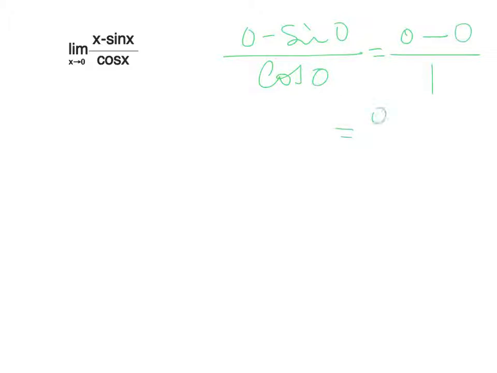Okay, so we are going to plug it in: 0 minus sine of 0 over cosine of 0. Sine of 0 is 0, cosine of 0 is 1. I have 0 over 1, which is 0. This is not an indeterminate form. And here I actually found the limit for the function. If the function is not an indeterminate form, we should not use L'Hopital's rule. If you do, it's called misuse.